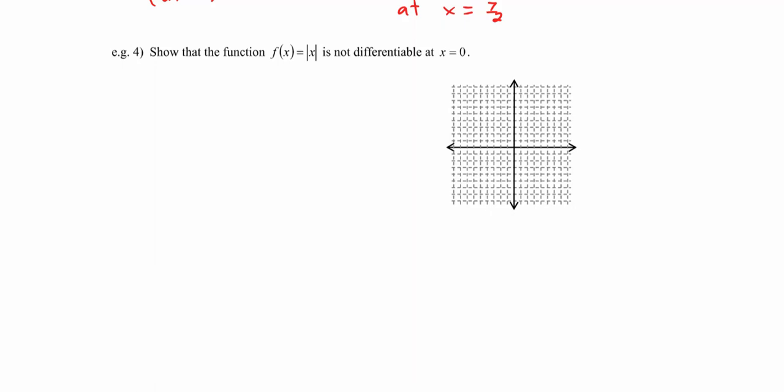All right, so let's write it out. So we'll say, okay, the limit as h approaches 0 of the absolute value of x plus h minus the absolute value of x, over h. Okay, so that's what we're after, right?